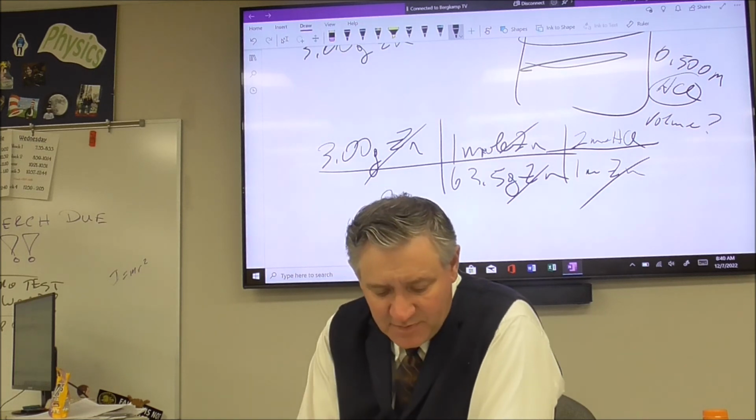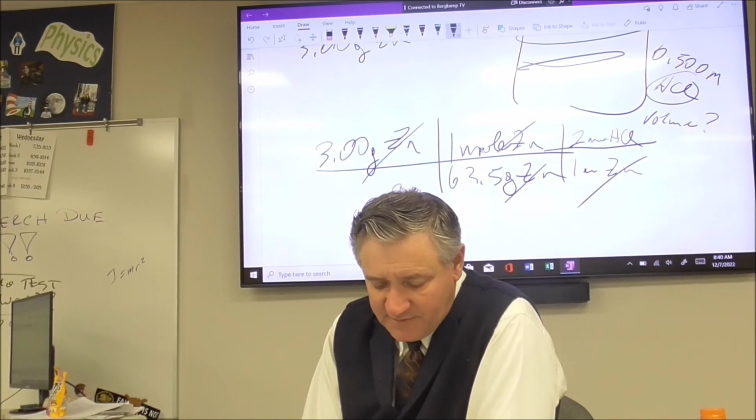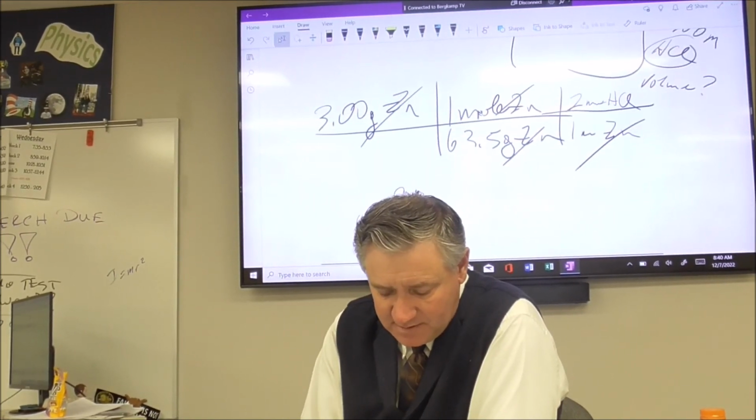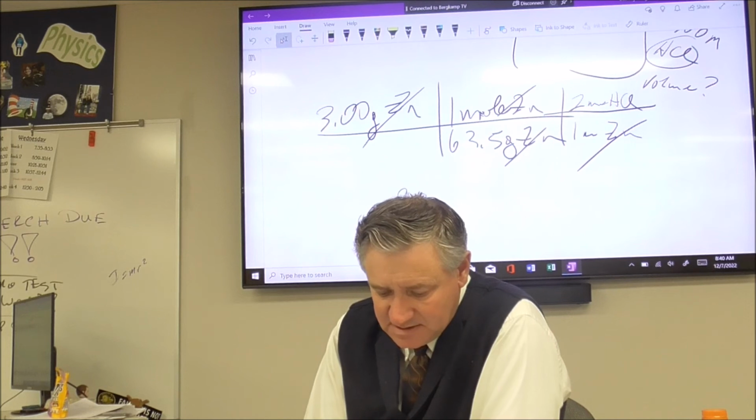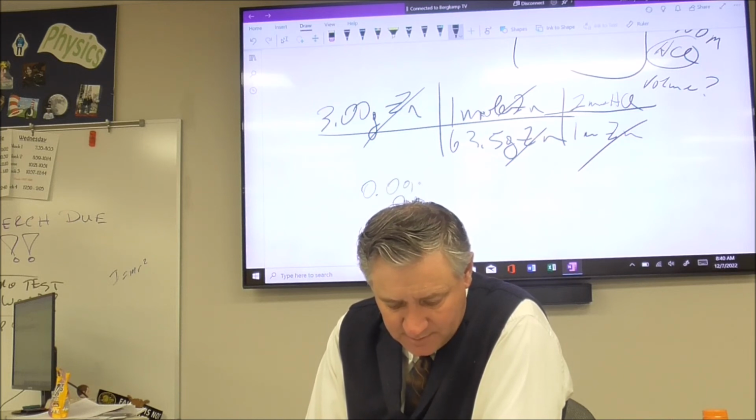Take 3 times 2, otherwise known as 6, and divide that by 63.5 grams of zinc. So take 6 and divide it by 63.5. 0.094, then what? 0.094, then what?